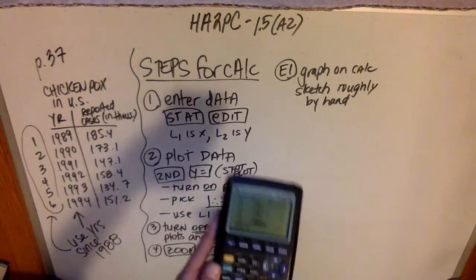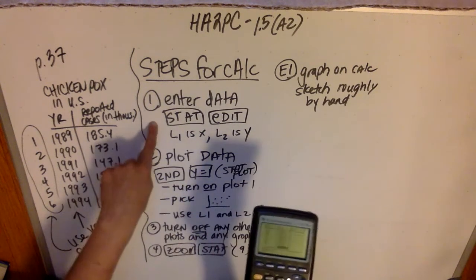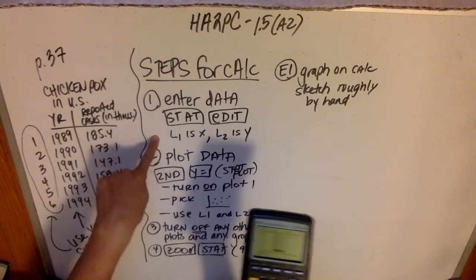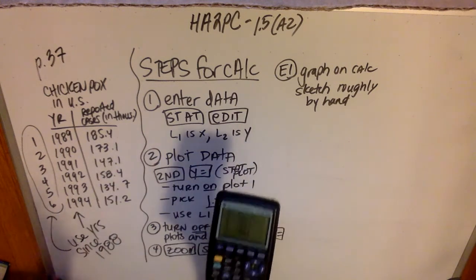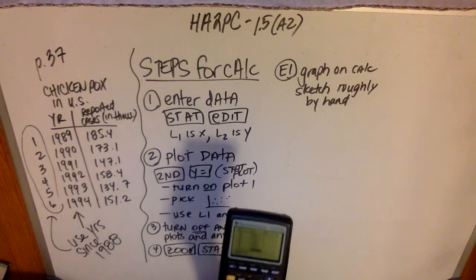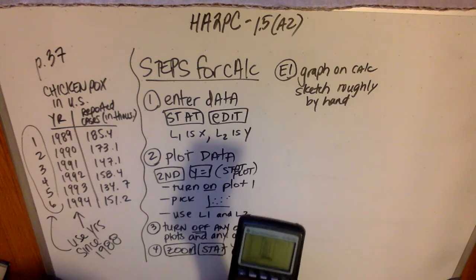Okay, so I have my stuff in. So that's my first task, right? My first task was enter data. L1 is my X and L2 is my Y. Now, if you don't have an L1 and L2, use the first 2 available columns in that order, and we'll deal with that when we come to it.